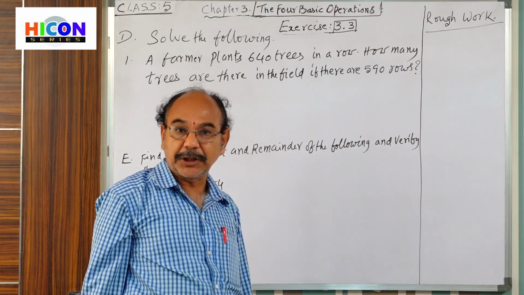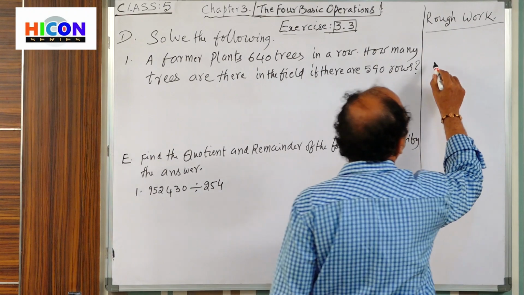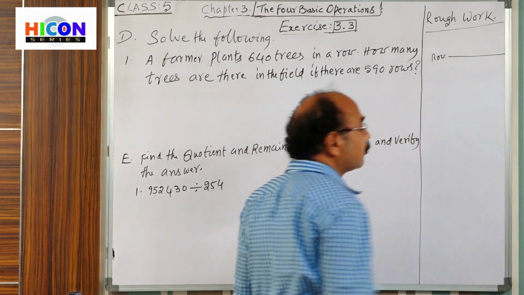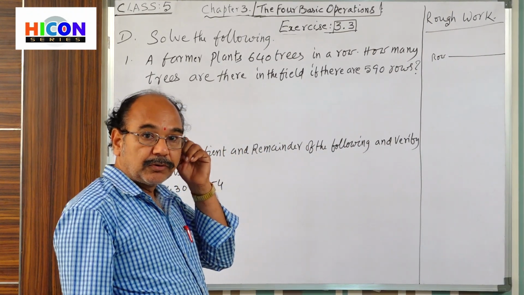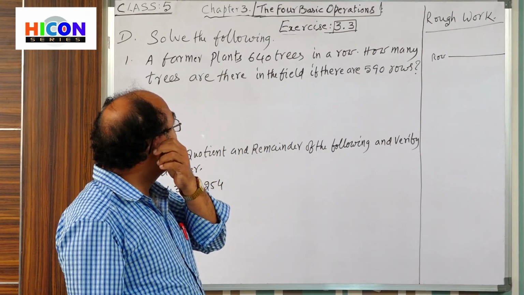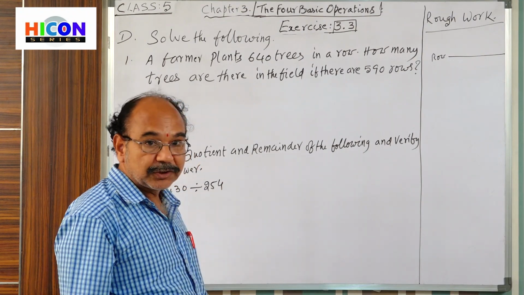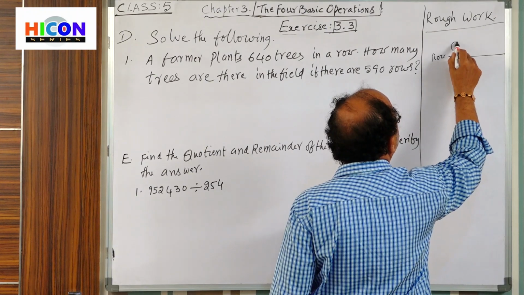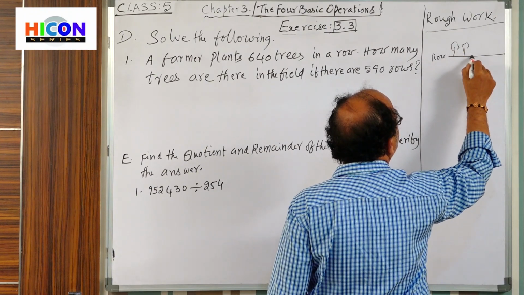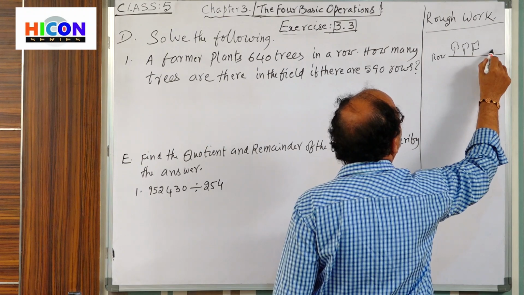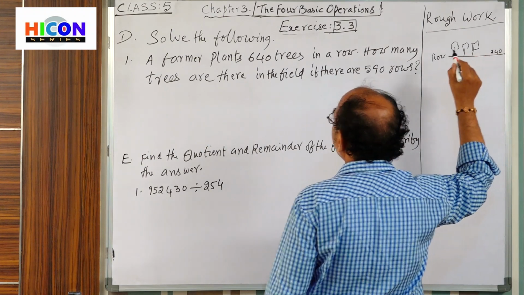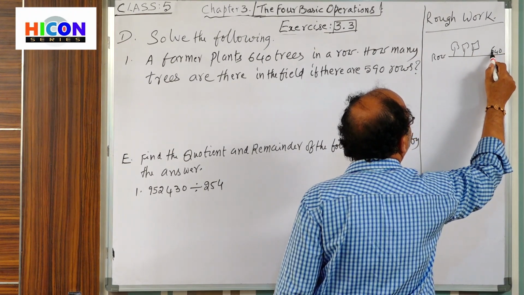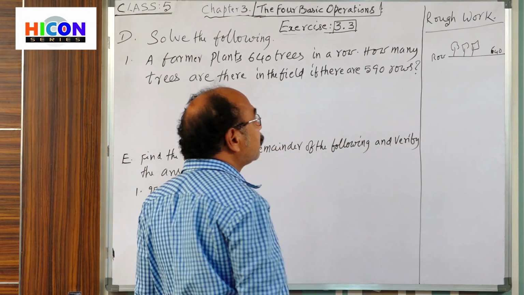Row means, you can understand. In each and every row, 640 trees. How many trees? 640 trees. Trees means, you can understand. 640 trees are there in each row.